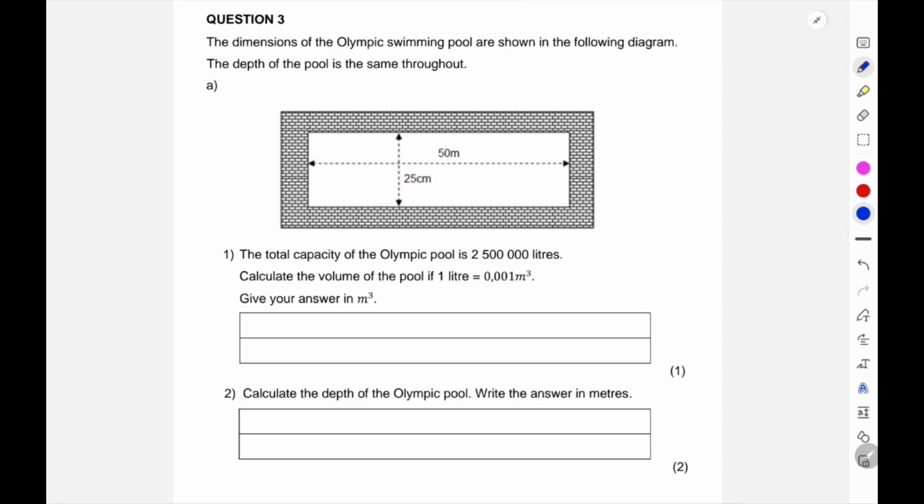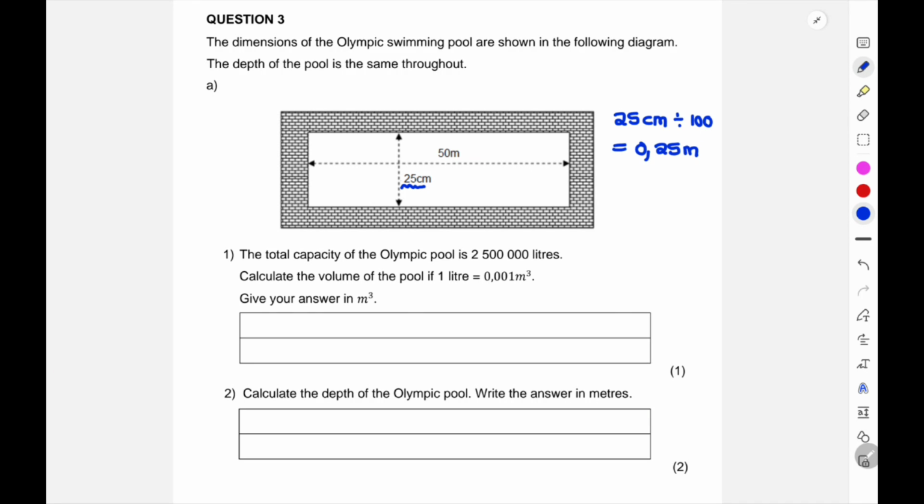Okay, so because they talk about meters cubed, can you see this little bugger over there is given to you in centimeters? So 25 centimeters, if you divide that to get it into meters, how many centimeters in a meter? There's 100 centimeters in a meter. So I'm going to divide by 100, which gives you 0.25 meters.